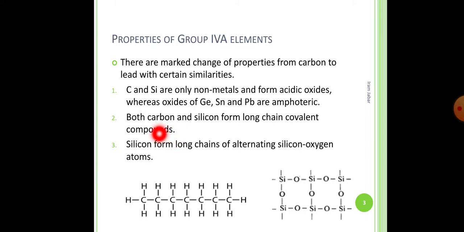In the same way, carbon and silicon form long chain compounds, as you are familiar with hydrocarbons, in which carbon forms long chain compounds. In the same way, silicon also forms long chain compounds. As you can see in this structure, silicon oxygen silicon linkage extends and we obtain a giant molecule known as silicon dioxide or sand.